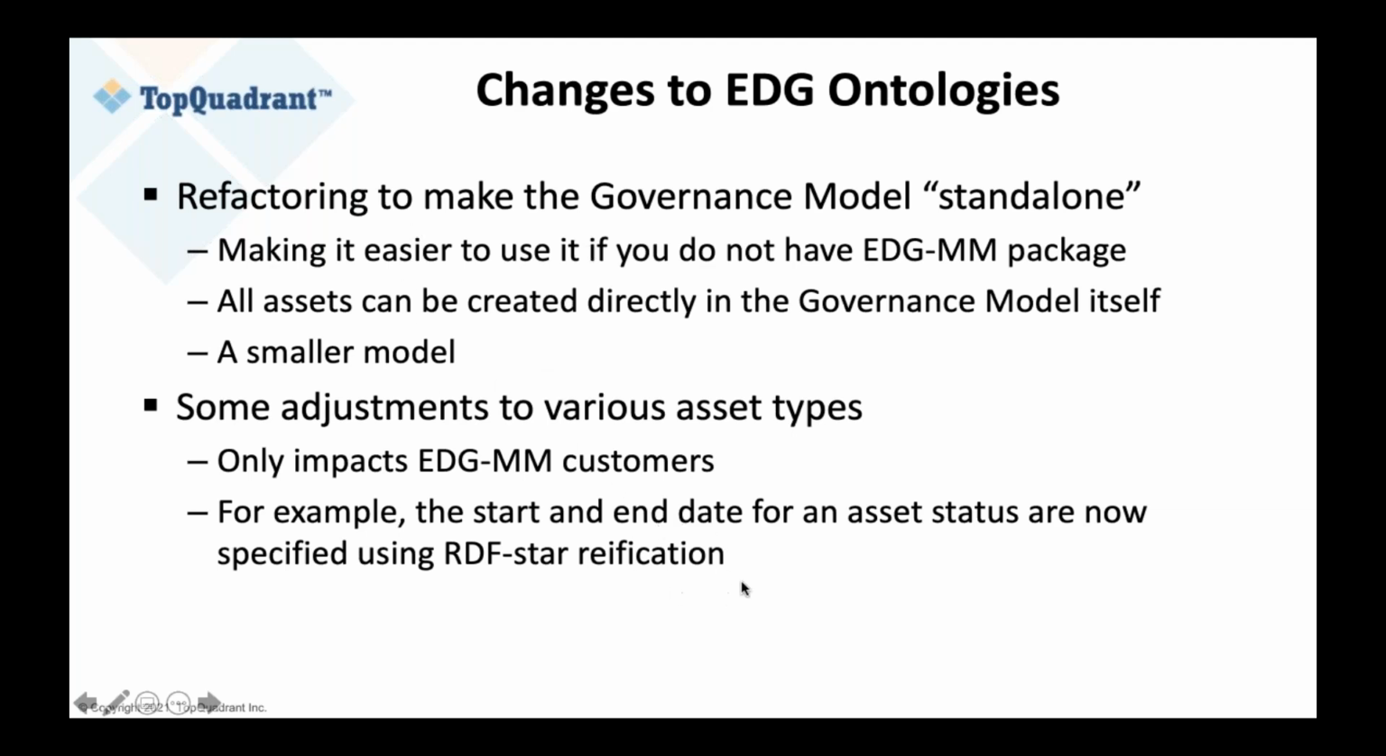So one example of the changes that we've made is, let's say, on the status. In 7.0, there is a separate status field, and then there is status effective start date and effective end date as separate properties from the status. Now with 7.1, they become, as you could see, reifications on the asset status.